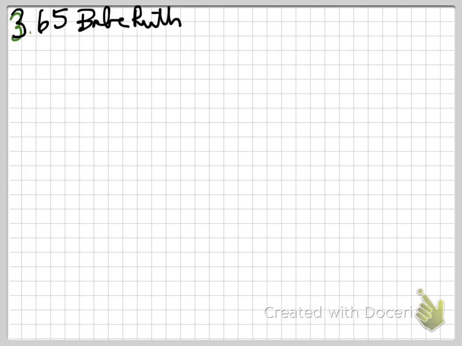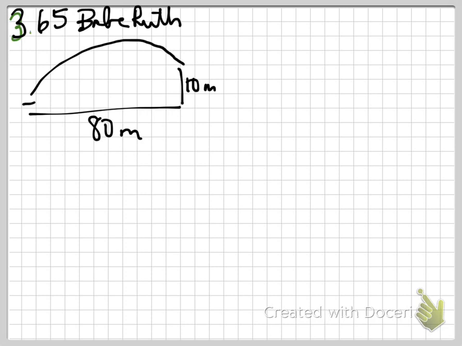All right, this is number 3.65. This is the Babe Ruth question. Babe Ruth hit a homer over a 10-meter high right field fence, 80 meters from home plate. So this is 80 meters. The fence is 10 meters high. The ball left home plate 0.9 meters above the ground. So the ball went like that and just cleared it. This is 0.9 meters.